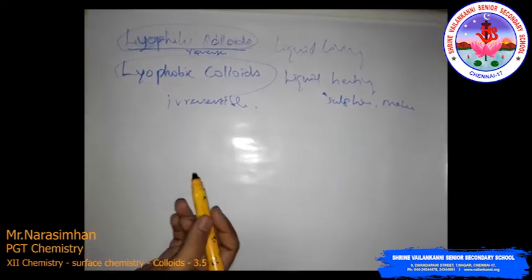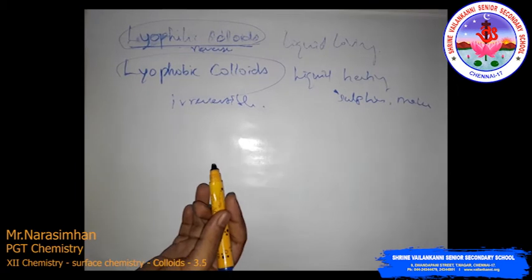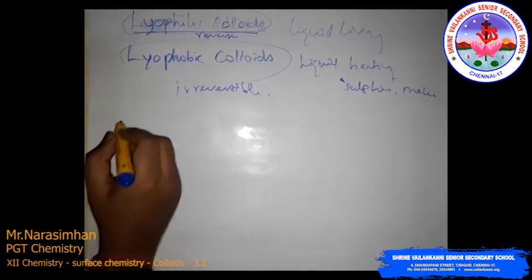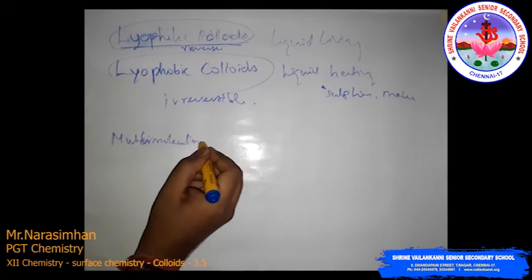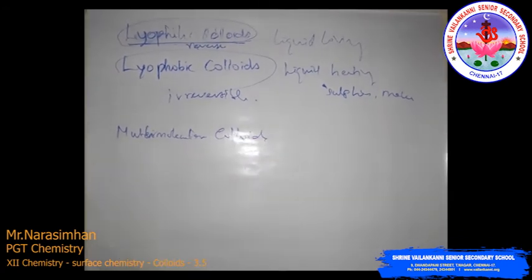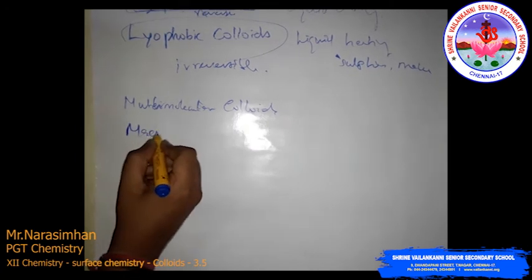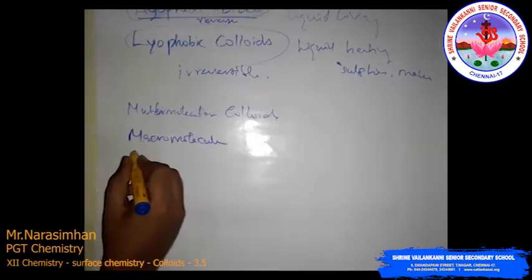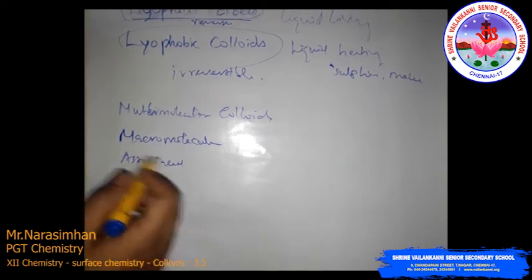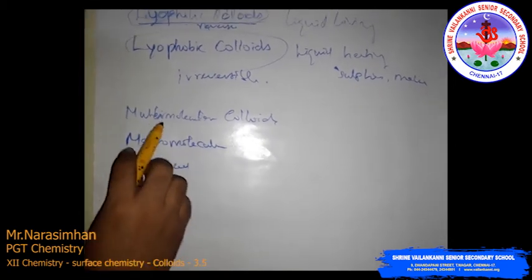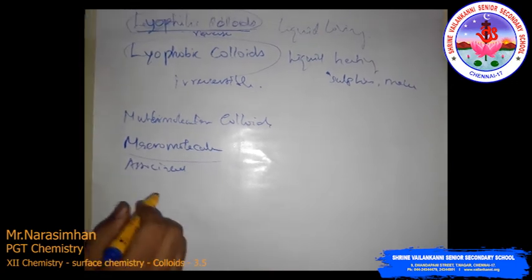Then the third classification of colloids is based on the size of the particles of the dispersed phase. There are types of colloids: multi-molecular colloids, macromolecular colloids, and associated colloids. First you must know what multi-molecular colloids are, what macromolecular colloids are, and what associated colloids are.